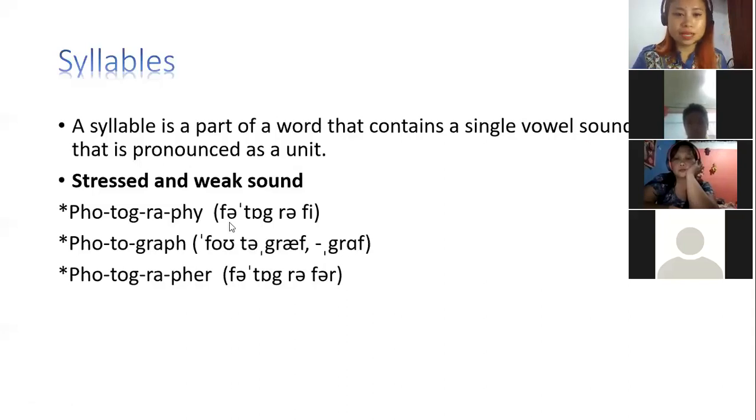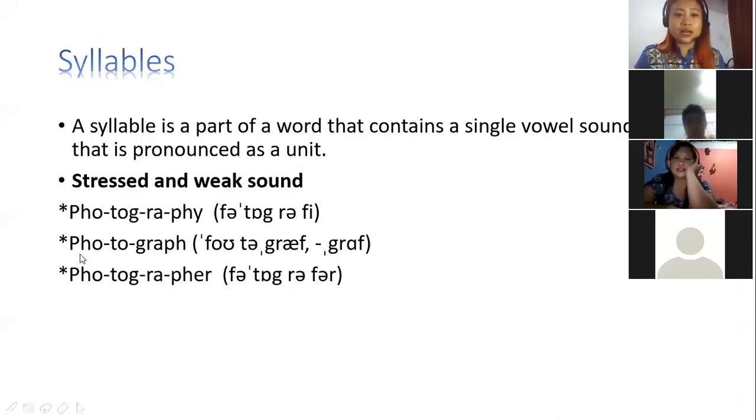For example, the f and then r and then f, these are just weak sounds. You don't have to pronounce them really loudly or really strongly. So that should be photography. Very good.